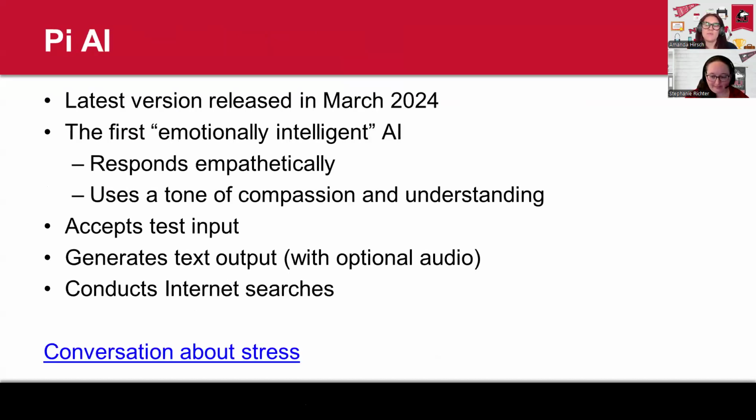Pi AI was released in March, and it's notable for being the first quote-unquote emotionally intelligent AI. It's designed to respond empathetically using a compassionate and understanding tone. Pi AI focuses on text input and output with an optional audio output feature. With that audio output, you can actually choose from 8 different voices that you want to hear. The audio output does sound fairly conversational with cadences of human speech. It's close to GPT-4 competencies, and it can conduct internet searches, adding to its informational capabilities.